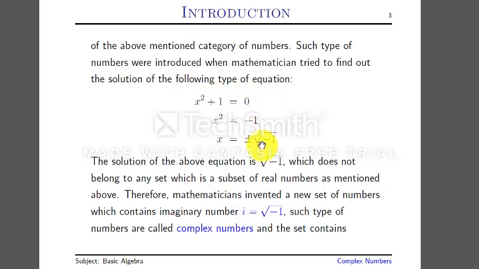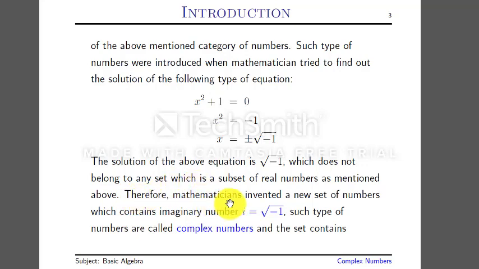But this under root minus 1 is a suspicious number because it is not a real number. It does not belong to any of the above mentioned categories which are subsets of the real numbers. It is not a real number. And the solution of the above equation, under root minus 1, does not belong to any set which is a subset of the real numbers as mentioned above. So, under root minus 1 is not a real number. So, it must be some imaginary number.